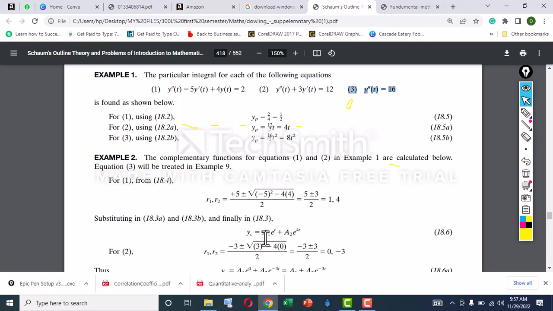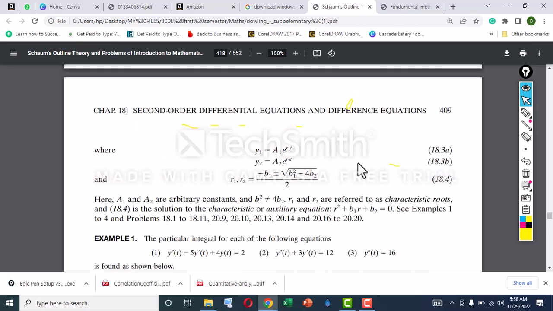Remember, the complementary function is the one that has this A1 e raised to the power rt, and so on. So the complementary function actually has A1 e raised to the power rt. Take note, rt. They have done some solution here, that's why you are not seeing the R. Let me show you up here.